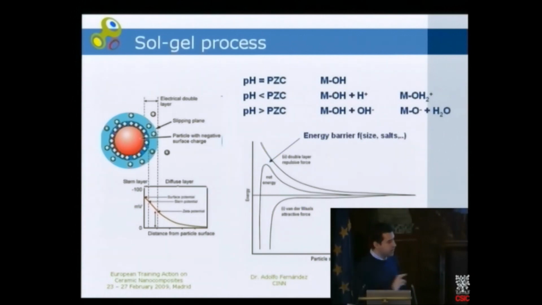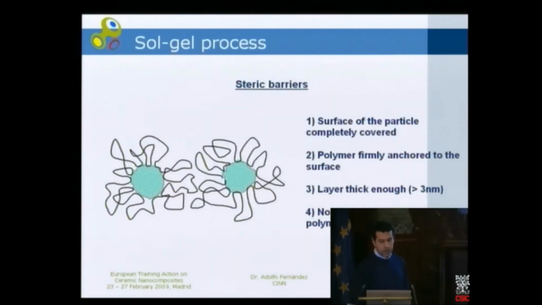the particle contact. This energy barrier can be modified by controlling the solution condition. For example, in the case of changing the pH, we are going to change the surface charge of the particles, and in this way we are going to increase or diminish this energy barrier. In any case, sometimes it's necessary to use steric barriers to avoid the particles flocculation.